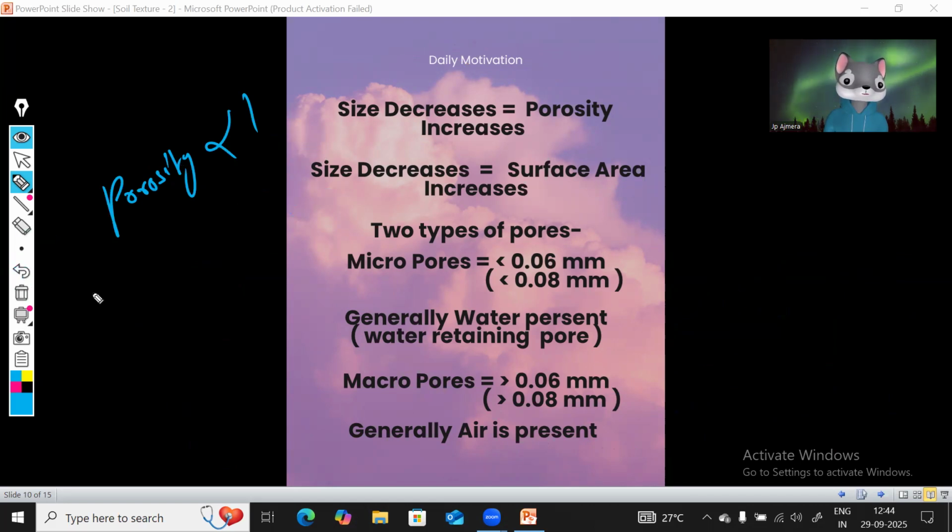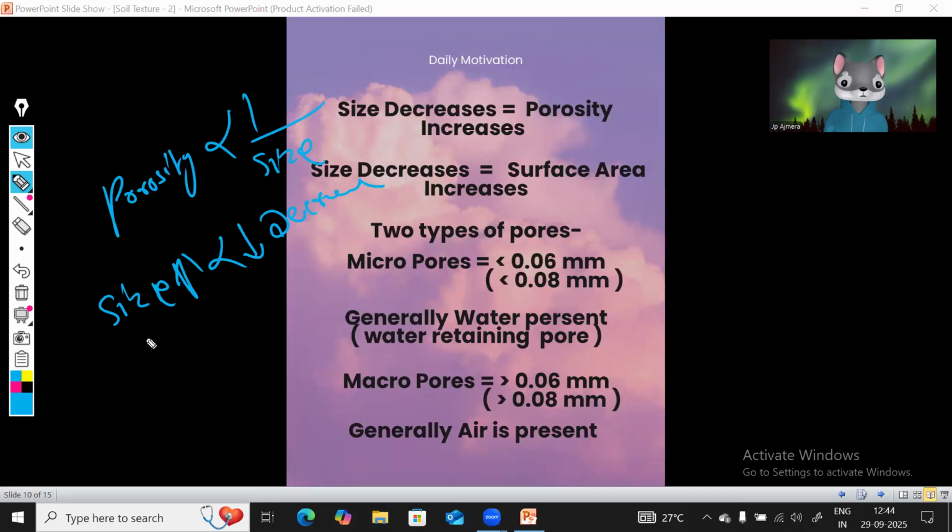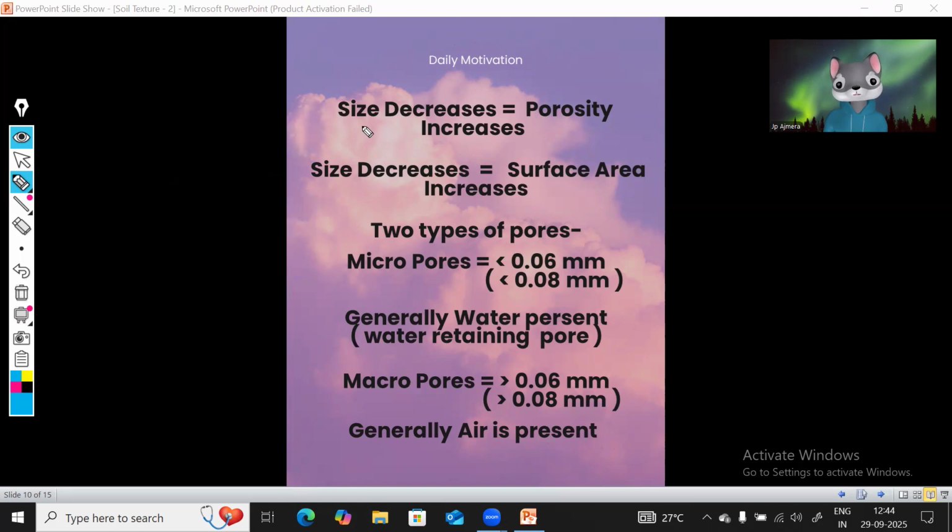Porosity is just opposite to size. Size increases, then porosity decreases. Size decreases, the porosity increases. Simple. Size decreases, surface area and porosity capacity increase.